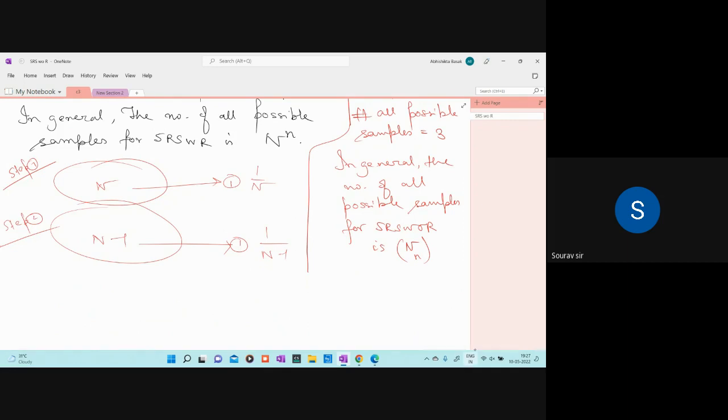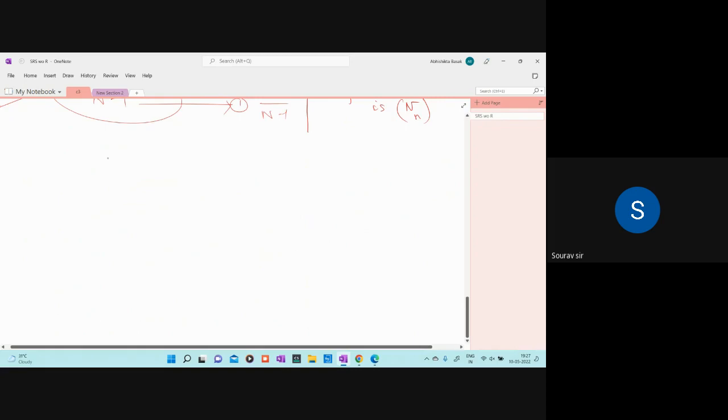Now, can you tell me the expressions of the variances? Like for SRSWR, the variance of small y bar, that is the sample mean, and for SRSWOR, the variance of small y bar. Can you tell me the expressions, please?